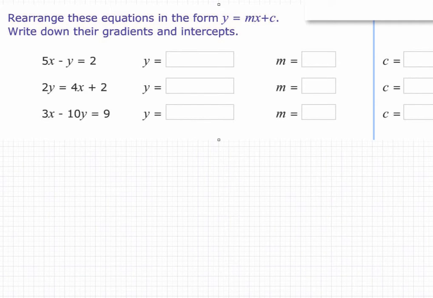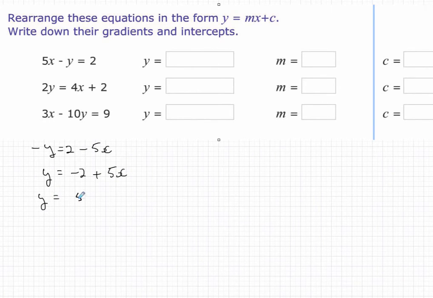Okay, so we're going to rearrange this one. So I'm going to write down minus y is equal to minus 5x. Now we want y, not minus y, so I'm going to multiply by minus 1. So change the sign really, so it's going to be y is equal to minus 2 plus 5x. If we rearrange it, we should get y is equal to 5x minus 2.